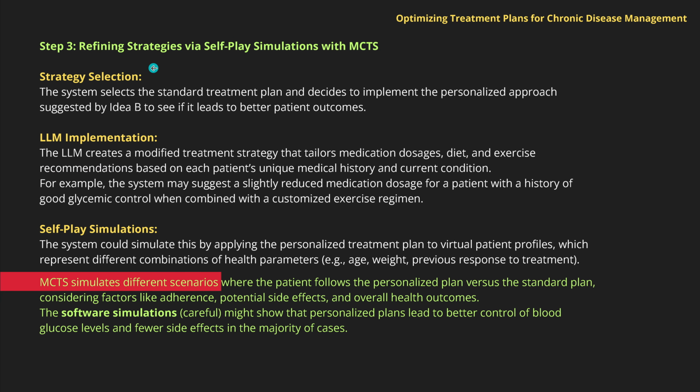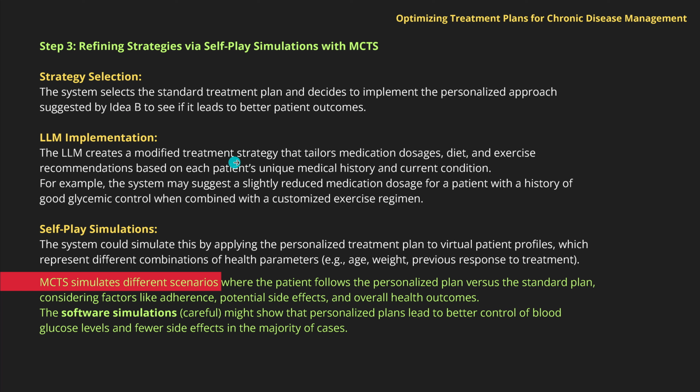Now step 3 is refining the strategies. But now the important part, we do a self-play computer simulation with Monte Carlo Tree Search. Might sound simple, but maybe it is not that simple. So, strategy selection: the system selects a standard treatment plan and decides to implement a personalized approach suggested by idea B to see if it leads to a better patient outcome.